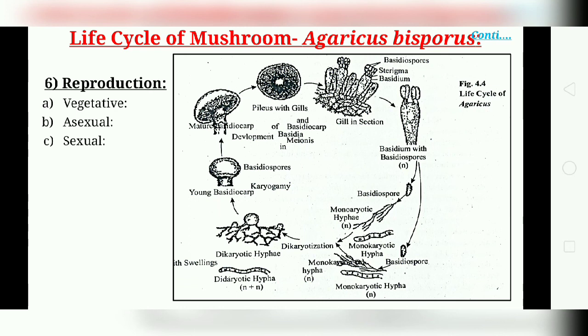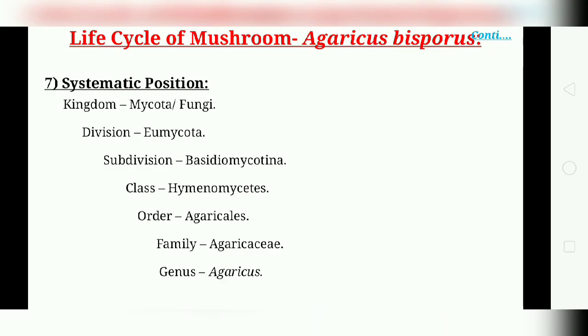Now karyogamy, where nuclei of opposite type fuse to form a diploid nucleus, takes place in a young basidium. After karyogamy, meiosis takes place in the basidium. The basidiospores, positive and negative, are then formed at the tip of the sterigmata. So these are the three types of reproduction and the life cycle of Agaricus.